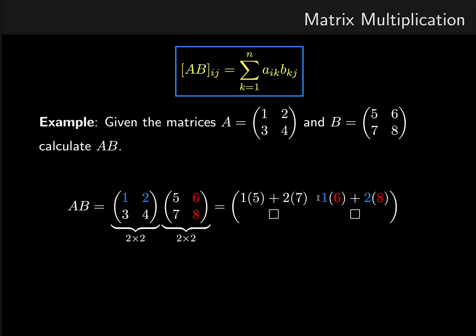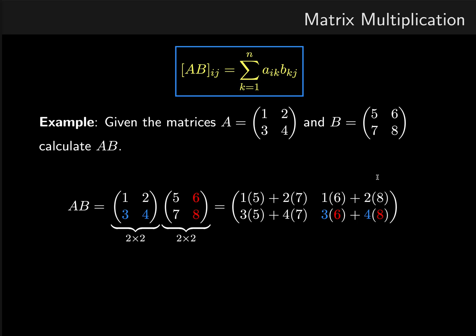If we move across to row 1, column 2, we do the same, but this time we're on column 2 of the right-hand matrix. So we've got 1 multiplied by 6 plus 2 multiplied by 8. If we go down to this element in row 2, column 1, we go to row 2 of our left matrix, and we go back to column 1 of the right matrix. So now we have 3 multiplied by 5, plus 4 multiplied by 7. And finally, row 2, column 2, so we're in row 2 of the left matrix, column 2 of the right matrix, and we have 3 multiplied by 6 plus 4 multiplied by 8.